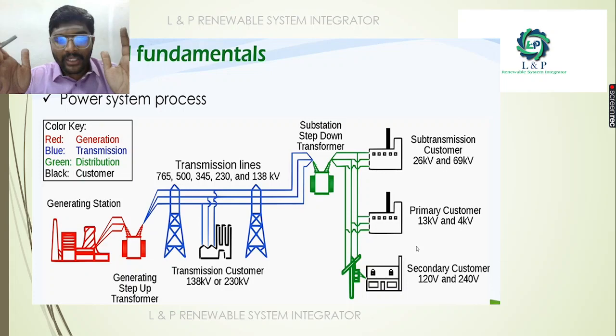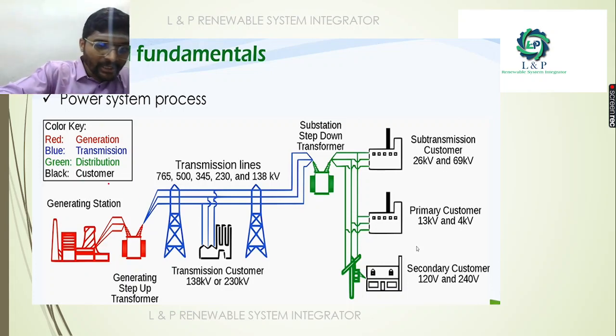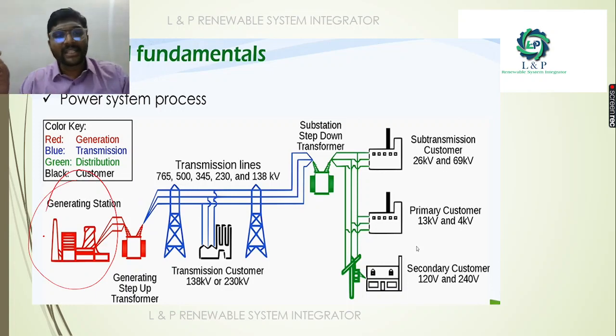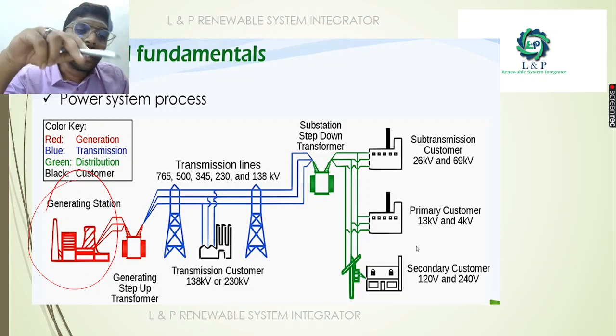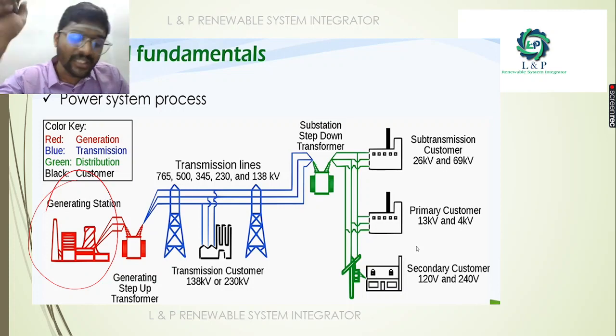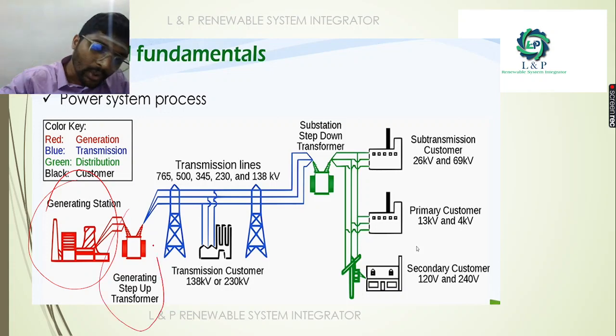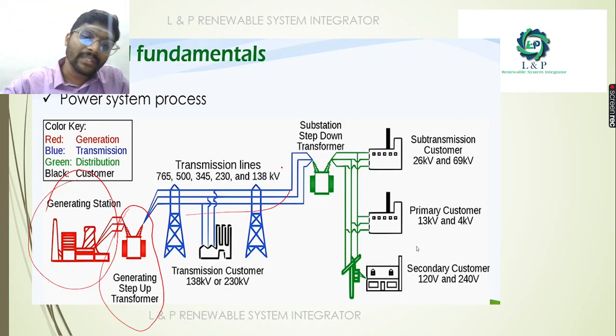So the most important thing is that we need to know the power system process. Here the generator is doing the generation process. Whatever is being generated, the voltage generated in the generation station, we are not transmitting directly into transmission lines. We step up that voltage with the help of a step-up transformer, and transmit it with the transmission line.